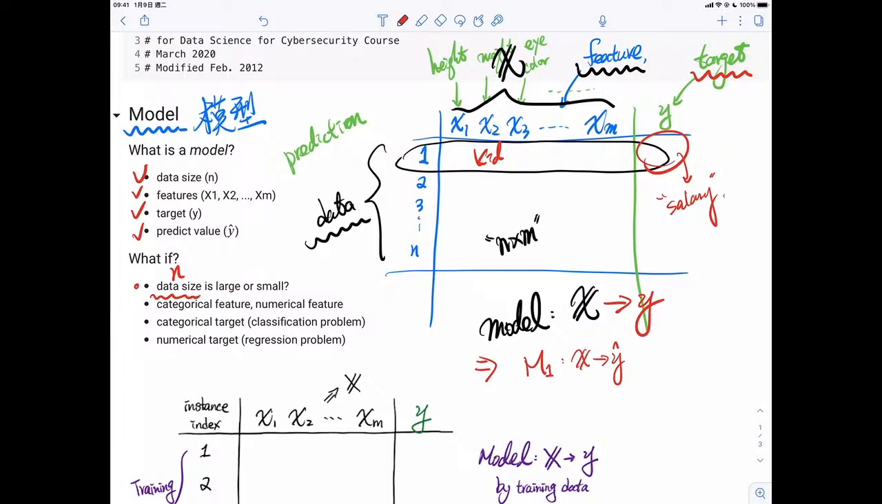What if the size, the n, is large or is small? If n is very small, as we mentioned, you can make a very precise model by simply preserving all the information n by n, which is more efficient because you have enough storage to store all the information n by n.